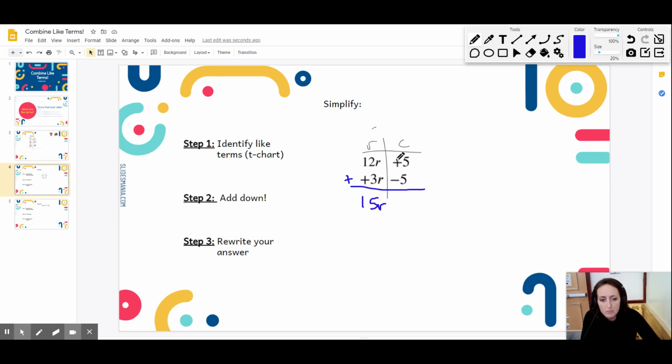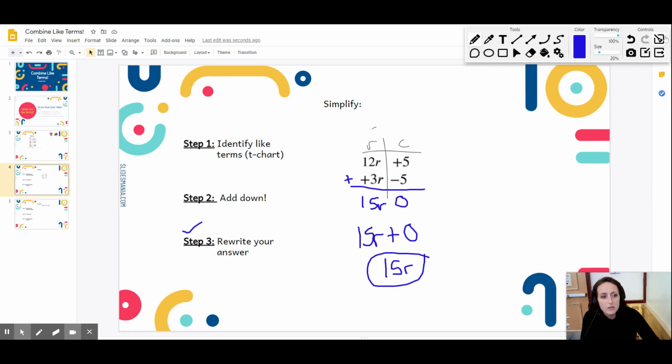Now you have positive 5 plus negative 5. They actually cancel each other out to be 0. And now step number 3, rewrite our answer. If this were any other number, we would write it. So we have 15r plus 0. But do I really have to write a plus 0? No, I don't. So it's just 15r is our final simplified answer.